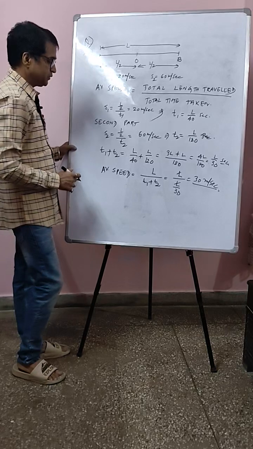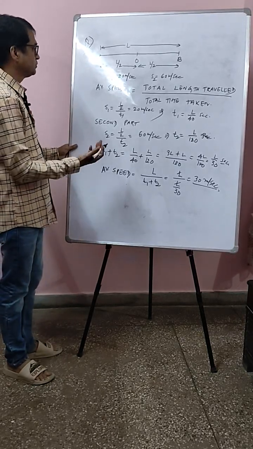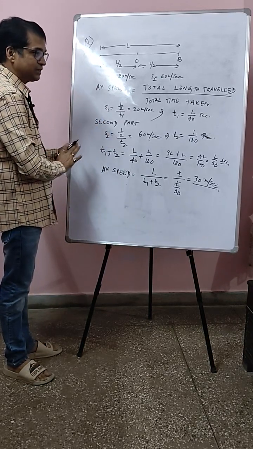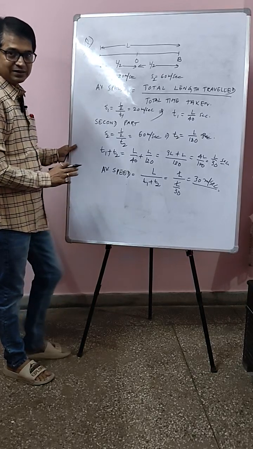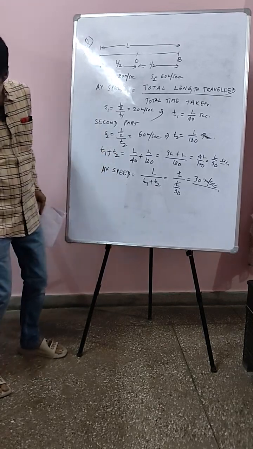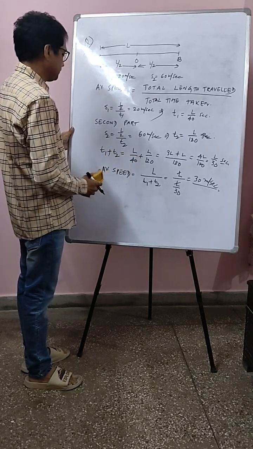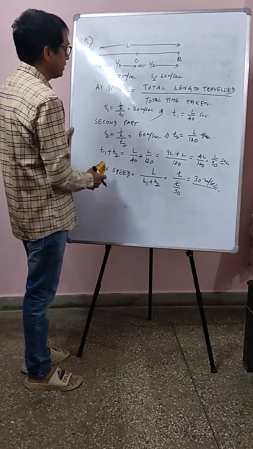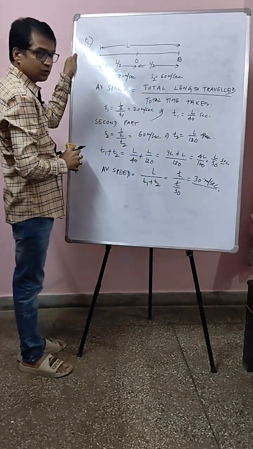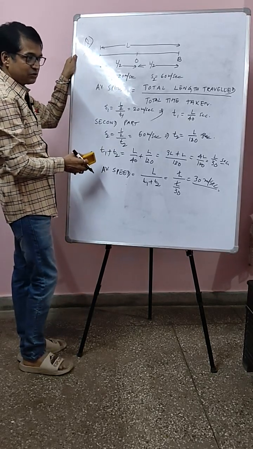Just note down. The question is given and I've written all the steps clearly. So now we go to the second question. We get average speed equals 30 meters per second. Should I rub this? I think I should rub it.